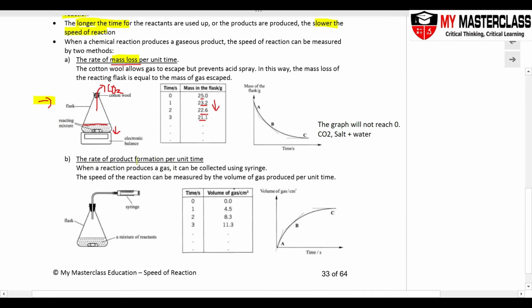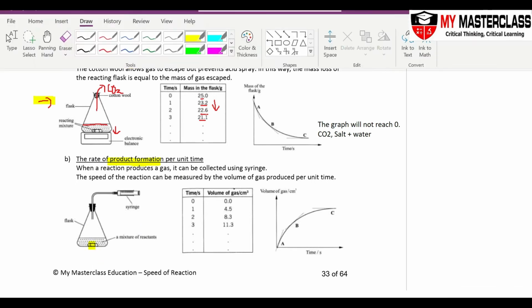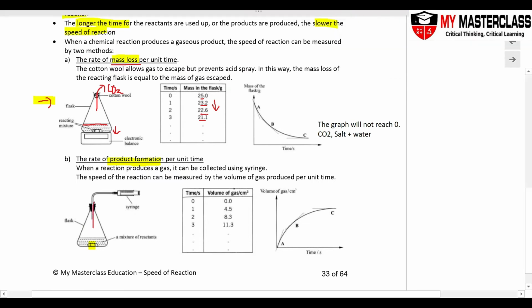We can also measure the speed of reaction by product formation. Same thing in a carbonate reaction, I have to capture the CO2 that is being given out. I not only capture it, I also have to measure the volume, and I measure it using a gas syringe. The CO2 being produced will increase over time, and the graph will be an upward graph.